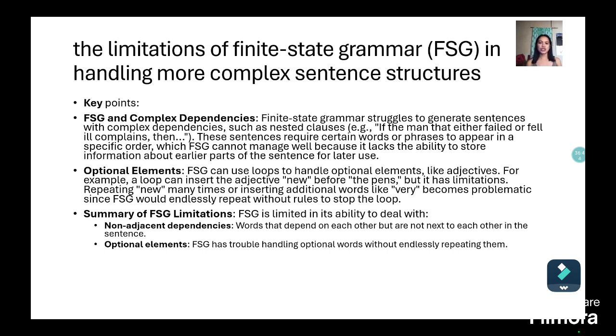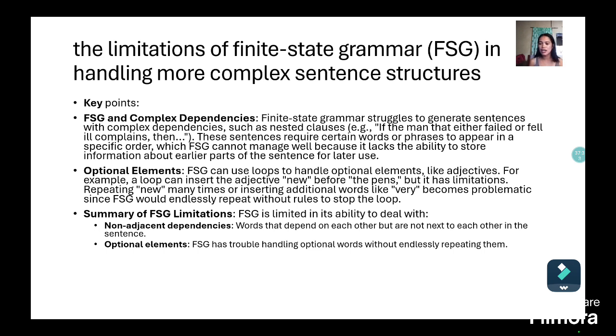Now let's proceed to the limitations of finite state grammar in handling more complex structures. So, here are some key points. Finite state grammar and complex dependencies. Finite state grammar struggles to generate sentences with complex dependencies, such as nested clauses. Example, if the man that either failed or fell ill complains, then... These sentences require certain words or phrases to appear in a specific order, which finite state grammar cannot manage well because it lacks the ability to store information about earlier parts of the sentence for later use.